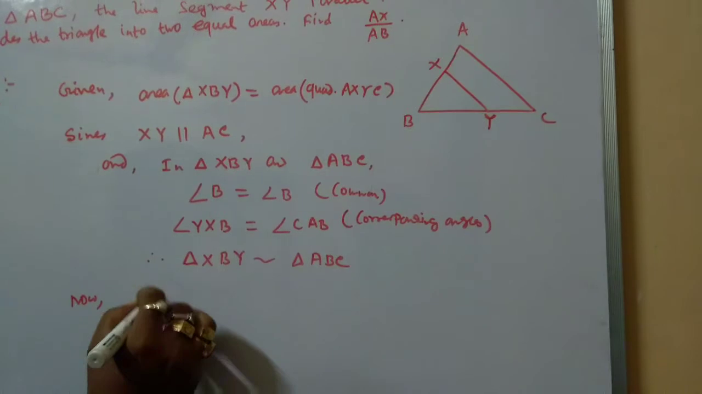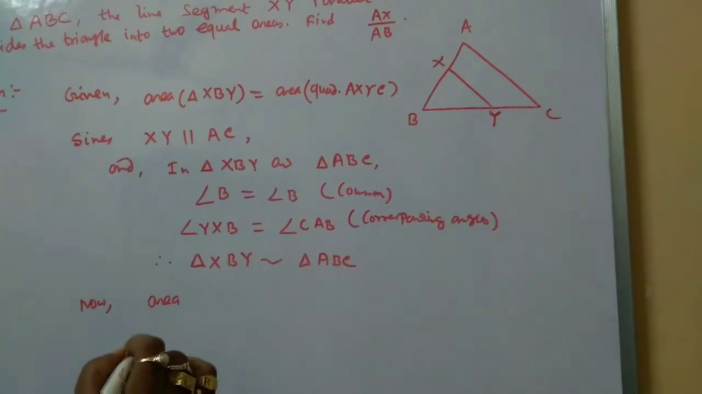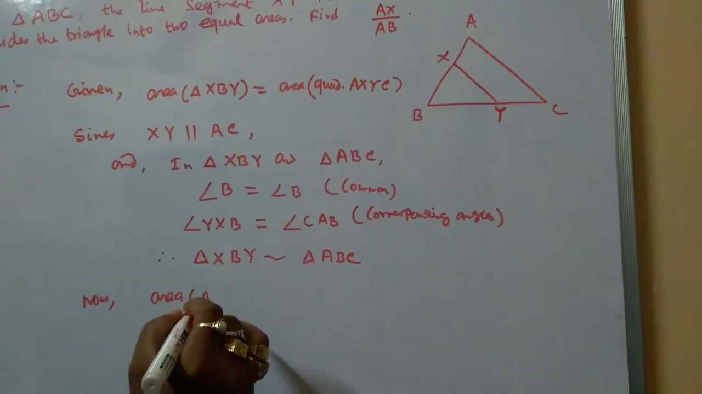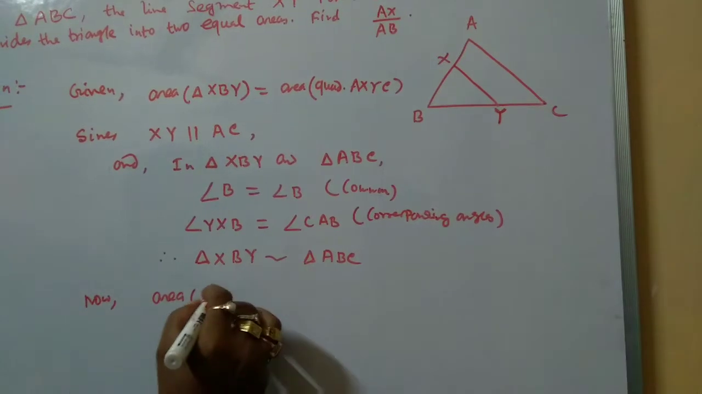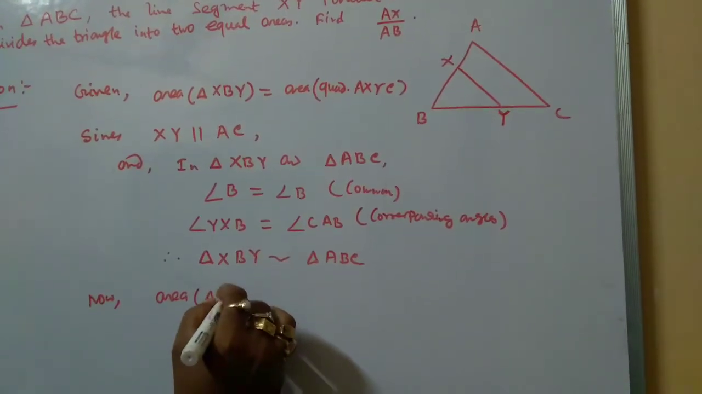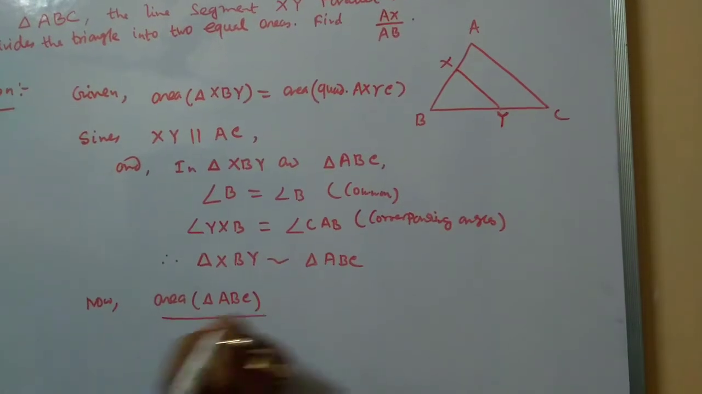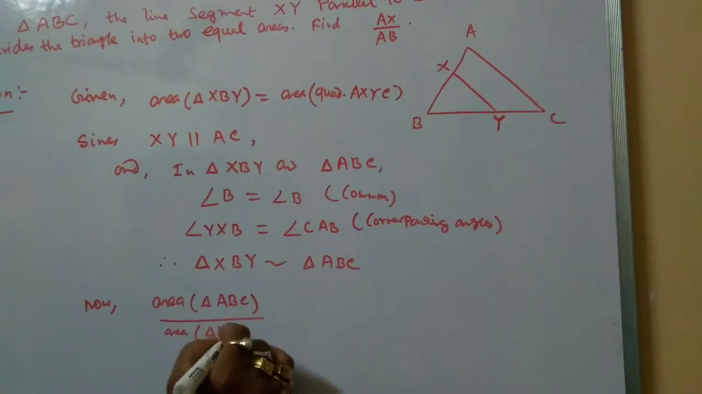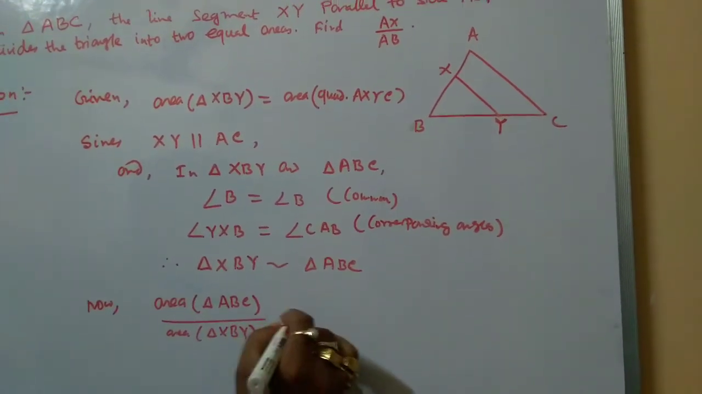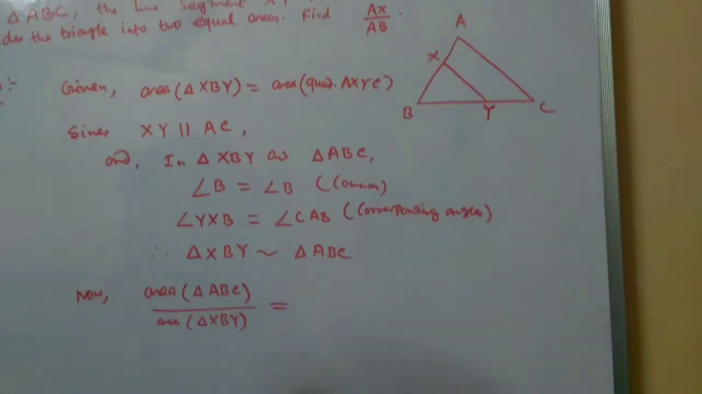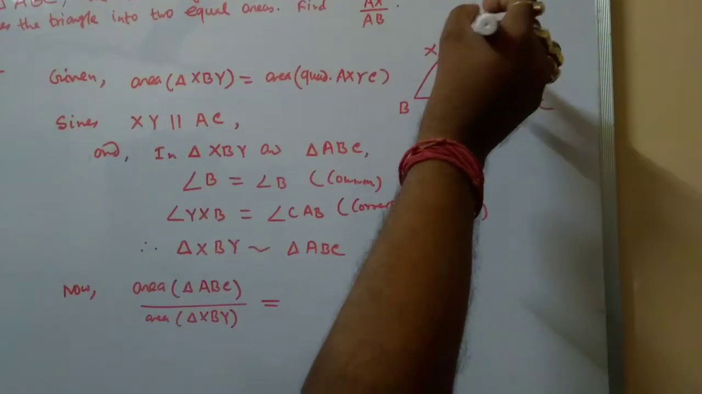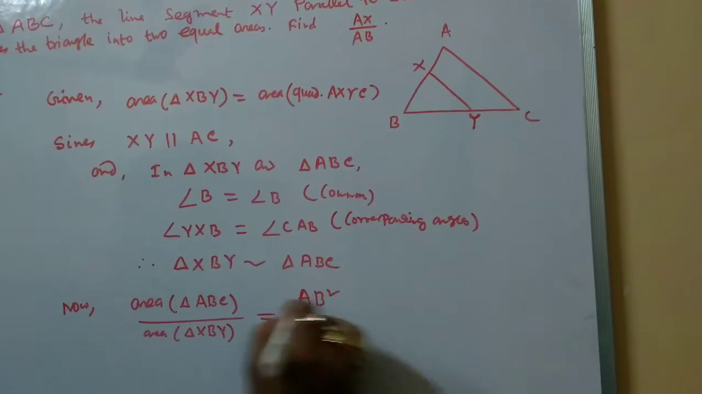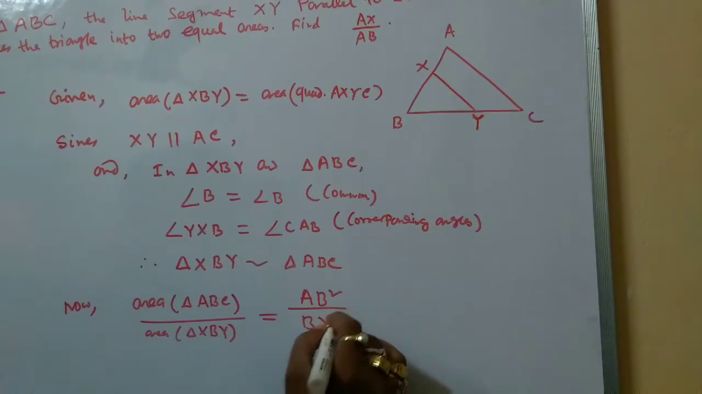Now, area of triangle ABC by area of triangle XBY equals the square of corresponding sides. This is AB square by BX square.